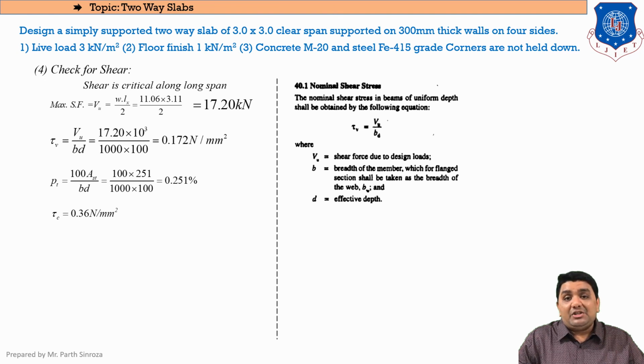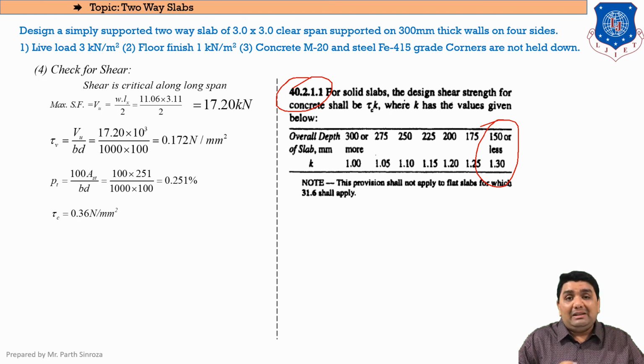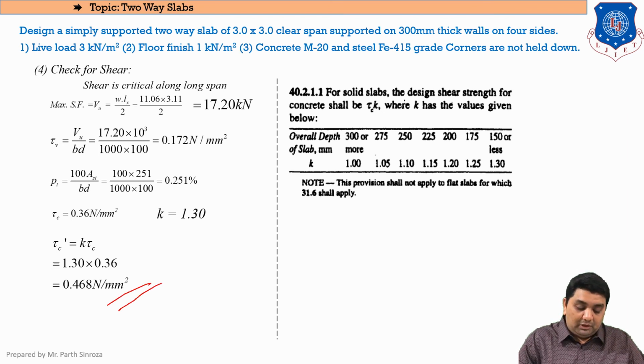Now we'll be checking tau c dash, and tau c dash will be equal to k into tau c. The next step will be to find the value of k, that is our constant, and for that we'll be using clause 40.2.1.1 on your page 72. Clear? Now our overall depth will always be less than 150 in the case of a two-way slab. So for two-way slabs, our k, that is the constant value, will always be 1.3. So the k value will be 1.3. Now substituting for tau c dash, it will be k into tau c, which comes out to be 0.468. So the ultimate goal was to prove that tau v is less than tau c dash, which is confirmed here.